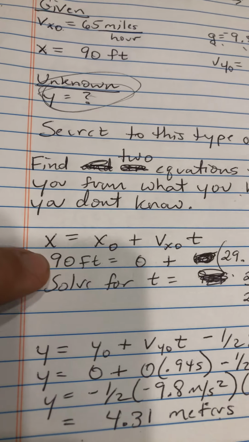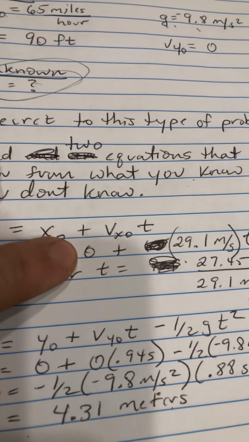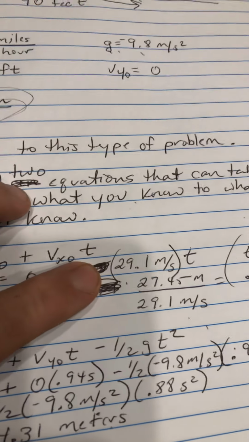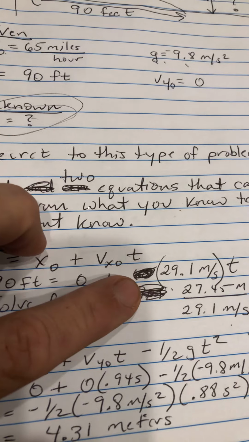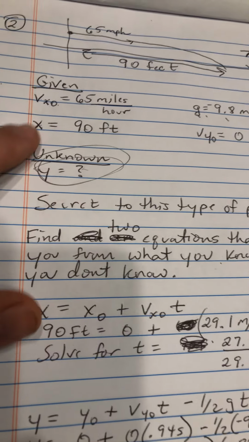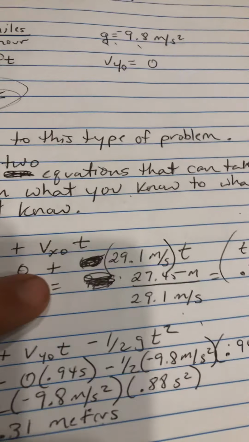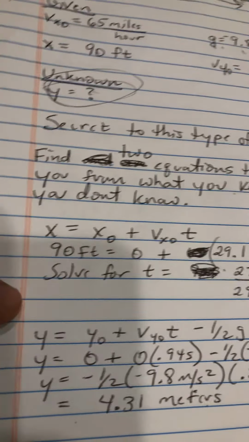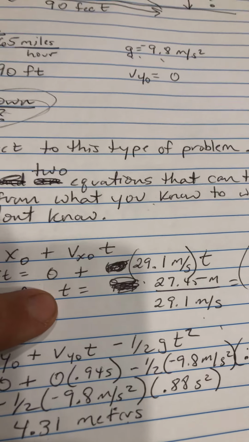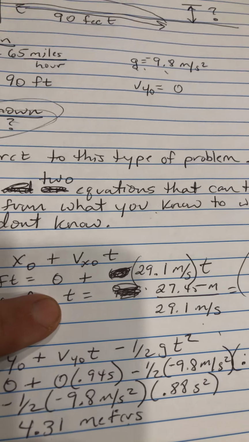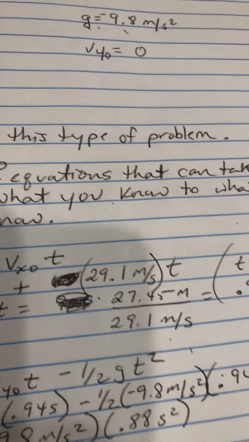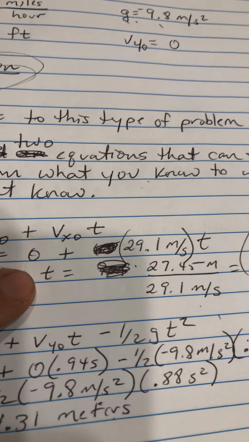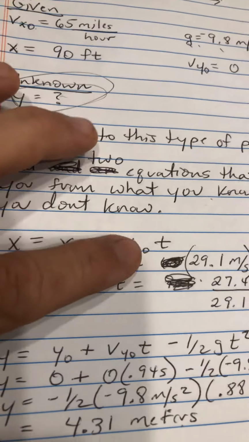I plugged in 90 feet. My initial X is 0. And then we got 29.1 meters per second. Where I got that from is I took 65 miles per hour and changed it into meters per second. I did a conversion there, and I can show you how I did that, but I think I was telling you that last night. Try to get stuff in meters per second because your units always have to match up. That's important in physics.